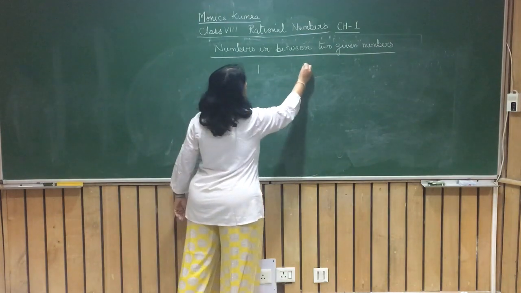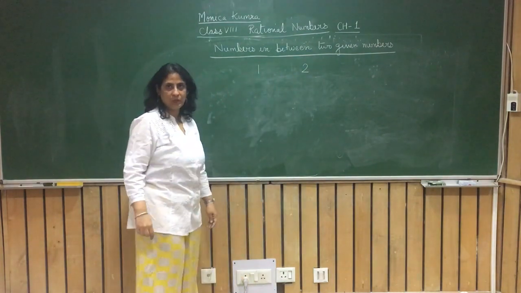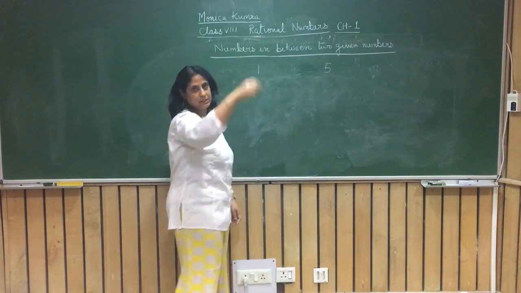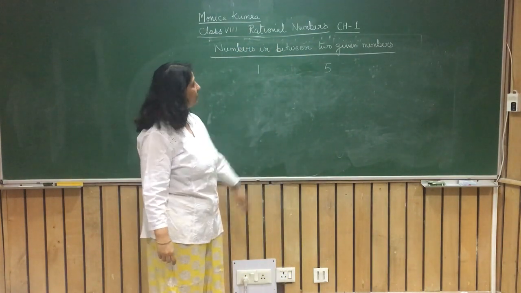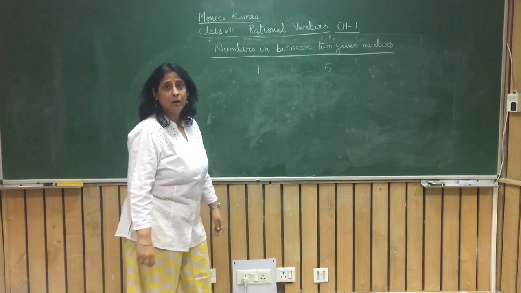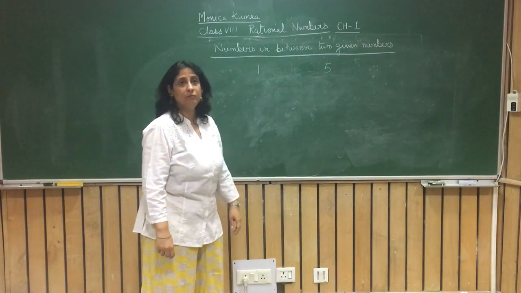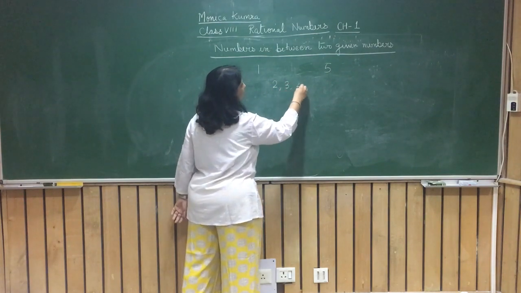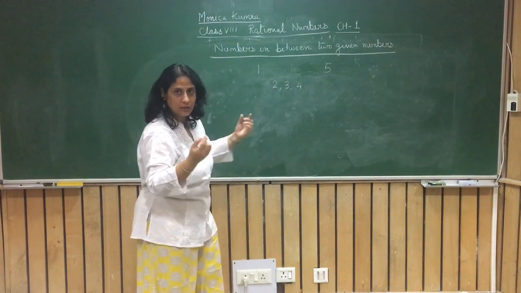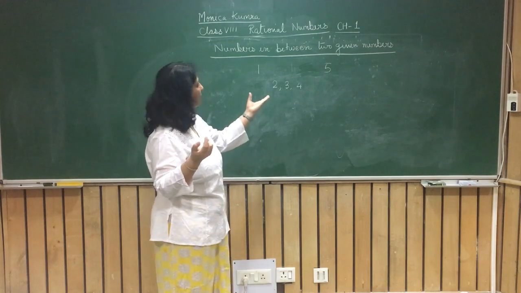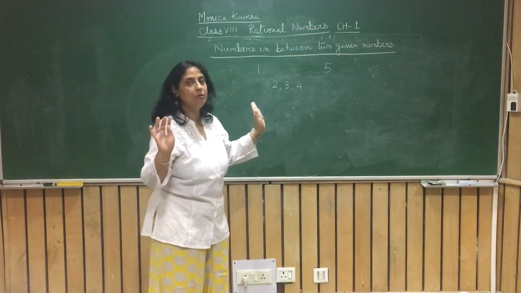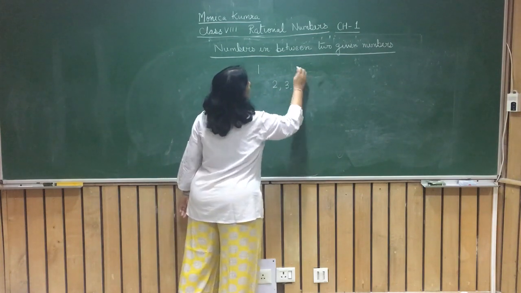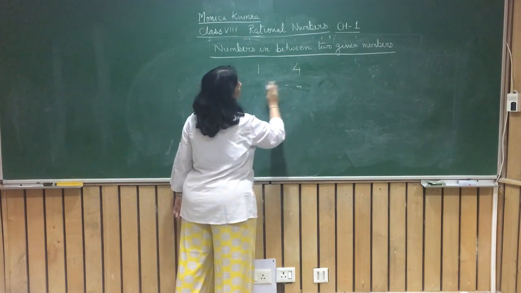Suppose I am given the numbers 1 and 2. Or suppose I have been given the numbers 1 and 5. First, let me take this example, 1 and 5. So I ask, find three numbers between 1 and 5. So you will write 2, 3 and 4. These are the numbers between 1 and 5. Okay, very well. Correct.